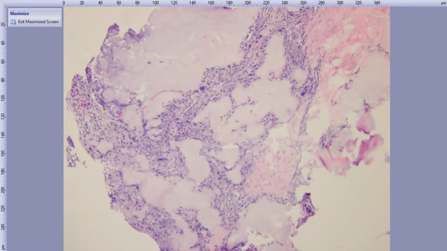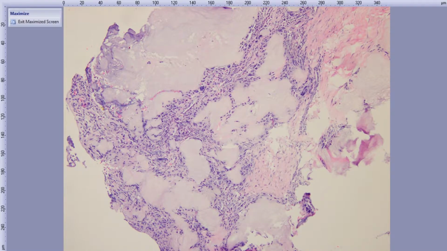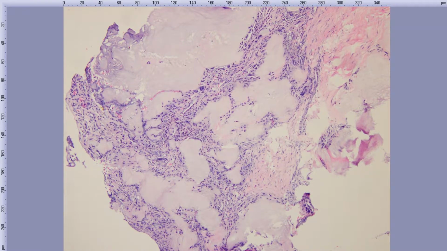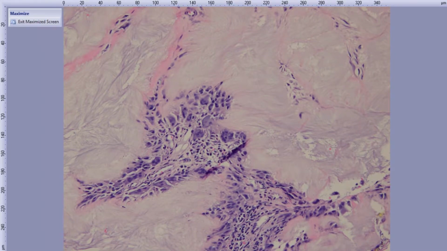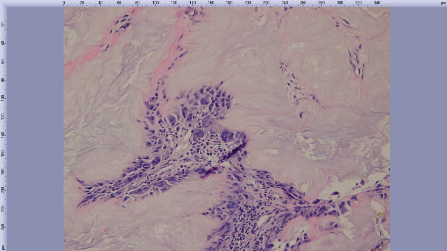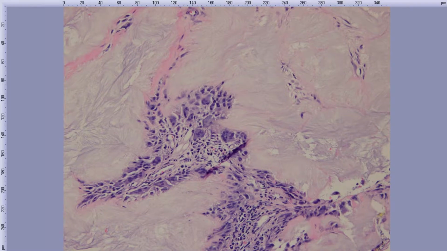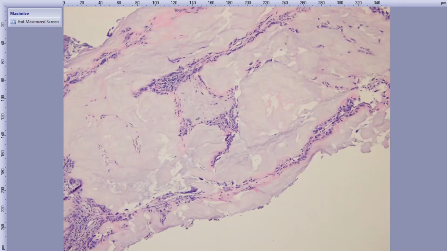You said gout? Yep, that's right. You get these deposits of pale, pink crystalline material with inflammation surrounding it. And the inflammation here, you can see, includes some multinucleated giant cells. So it's almost like a foreign body. It is a foreign body reaction to the material in gout.